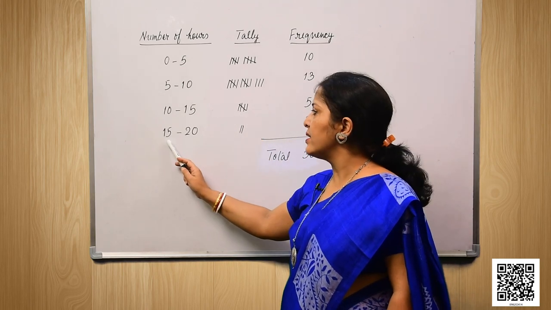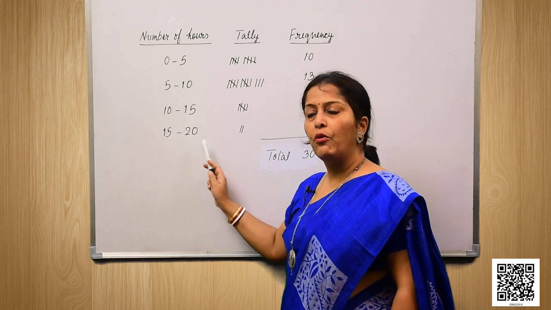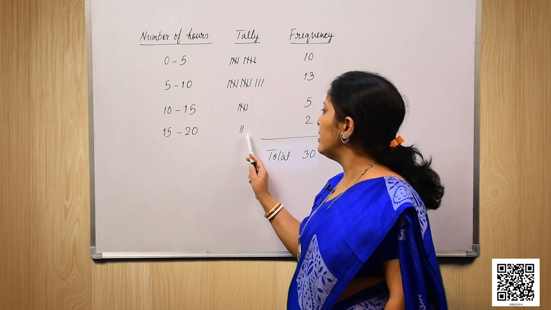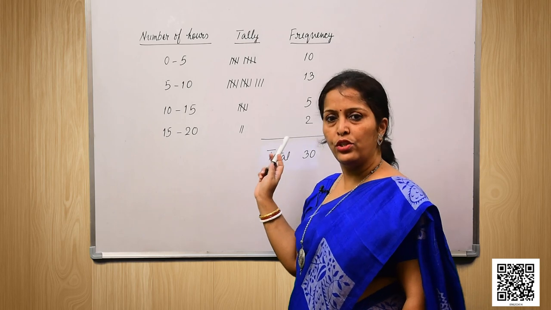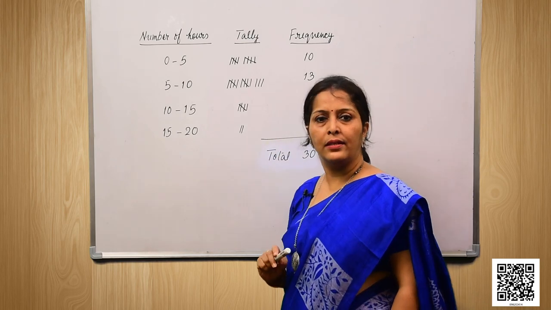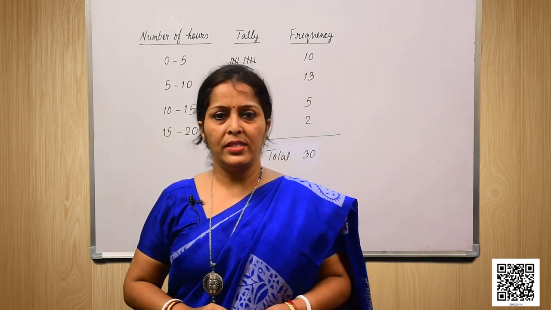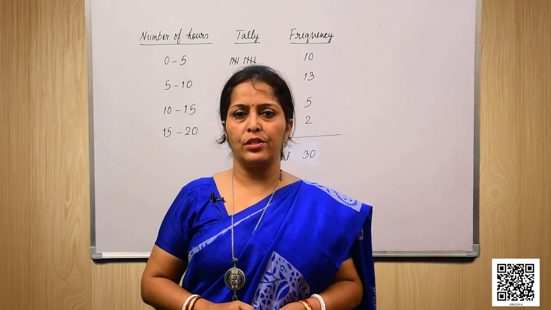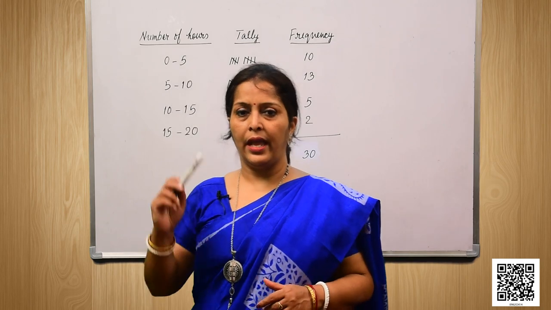And the last one, that is in the range 15 to 20, we have 2 children. So the tally is this and the frequency is 2. Once again, we check that the total is 30. So bit 1 says to make a grouped frequency distribution table for this data, and here it is.